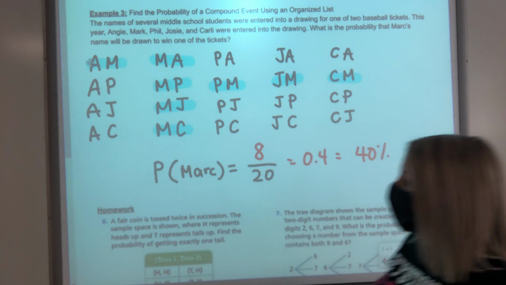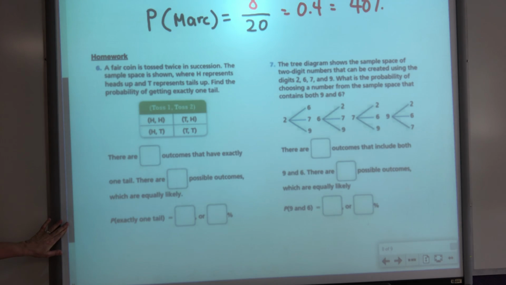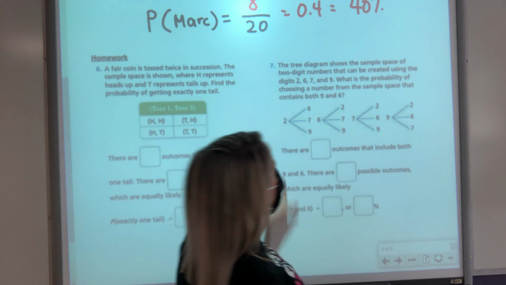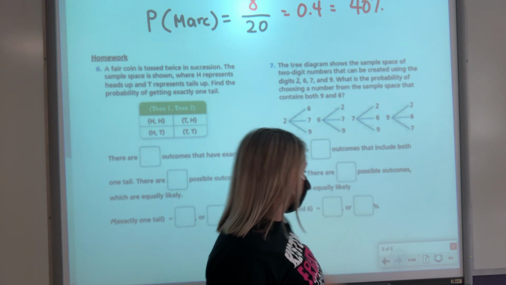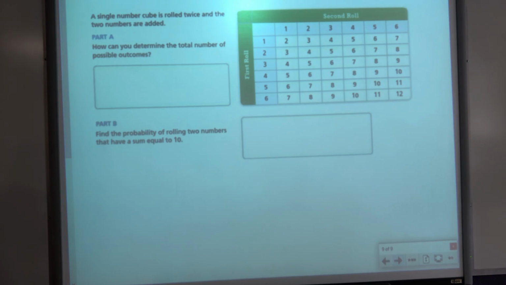All right, so your homework tonight, 3 problems again. Okay. So we've got a fair coin being tossed. We've got a tree diagram with 2-digit numbers. And then we've got a cube being rolled 2 different times, first roll and second roll. Okay? So 3 problems. You have 10 minutes.